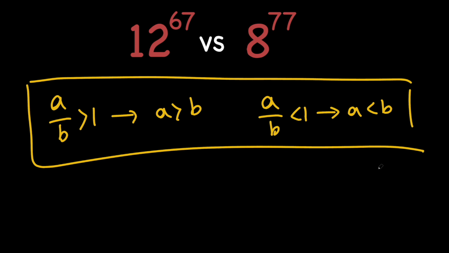We want to take a look at the ratio of these two numbers and figure out whether the ratio is less than 1 or greater than 1. So let's go ahead and divide 12 to the power of 67 by 8 to the power of 77. To compare this ratio to 1, we need to first simplify this fraction as much as possible.